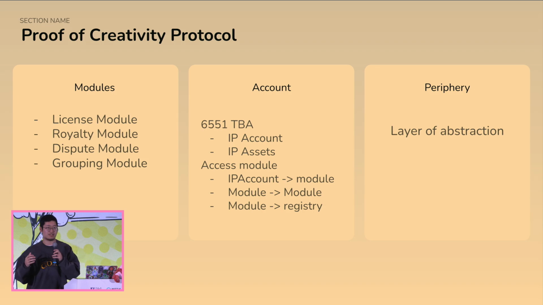We also designed a specific access module to further prevent people from violating the system. So you need to follow the rules of the IP account to the module, and the interaction between module and registry. Lastly is the periphery contract, which you can see as a traditional SDK for a lot of operations. We built this layer of abstraction to help developers onboard to Story easily, because we know that when you want to mint a token and attach a license at the same time, sometimes you need to write your own logic.